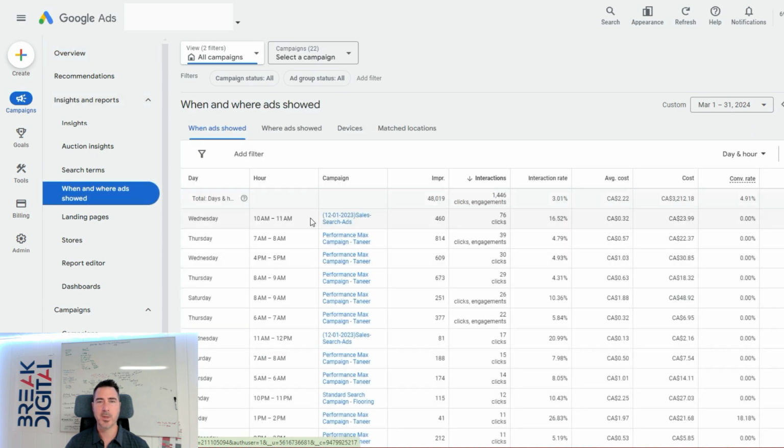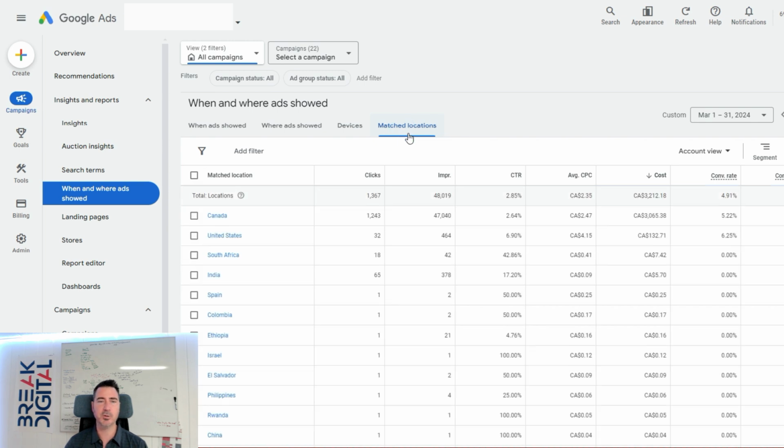ads showed. When ads showed is a different topic, but that's also an opportunity for optimization here because generally not a lot of good lead generation happens at 3 o'clock in the morning. But that's a scheduling thing, that's a different topic. Today we're looking at matched locations.